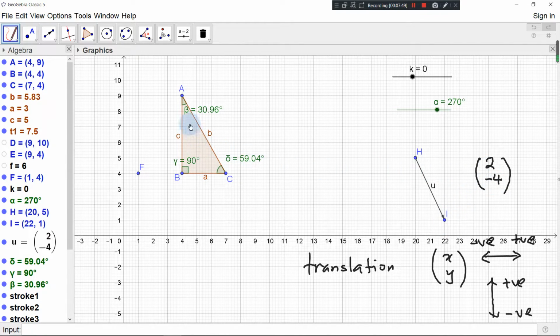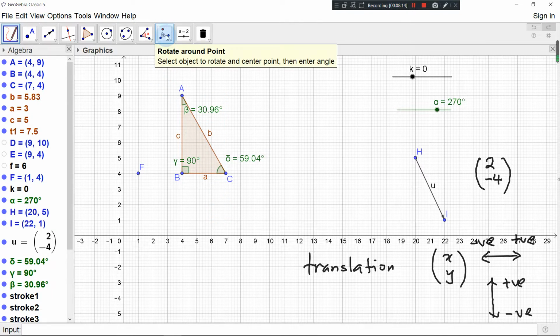Now, if the question asks you to draw the image of triangle ABC under this translation, how do we draw it? It means that you move this triangle 2 steps to the right-hand side and 4 steps downward. Okay, let's see how we draw it.